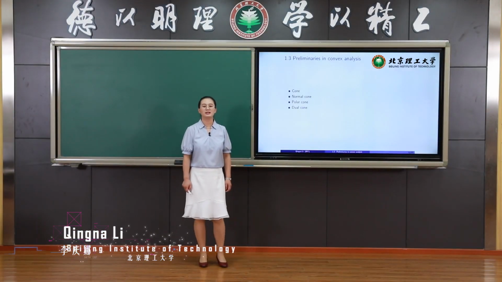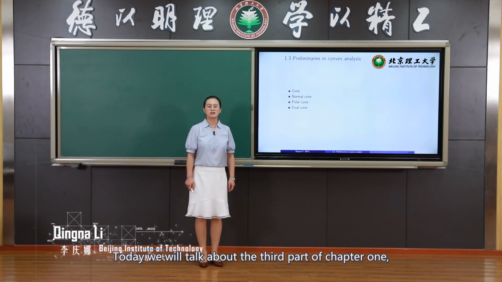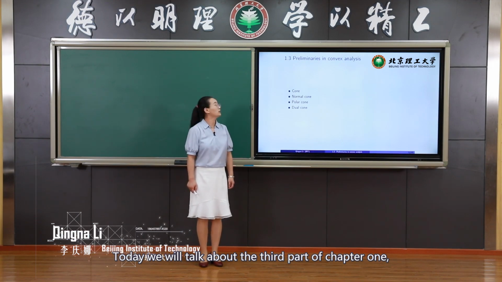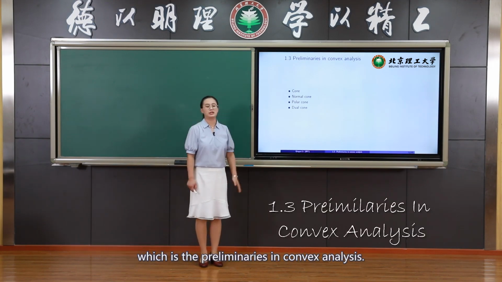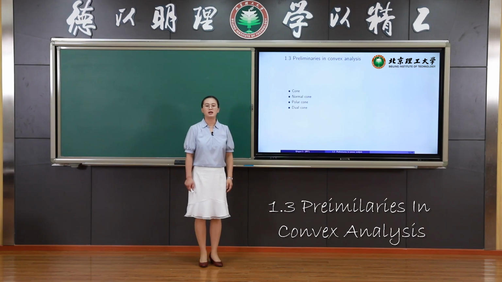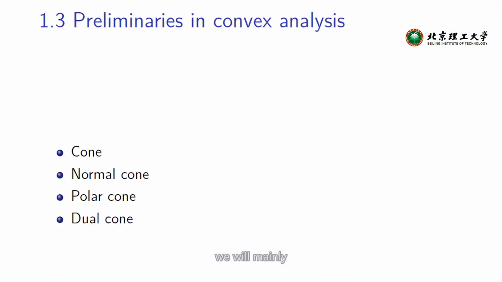Hi everyone! Today we will talk about the third part of Chapter 1, which is the preliminaries in convex analysis. In this part, we will mainly talk about the cone and also several different kinds of cones, including normal cone, polar cone, and the dual cone.